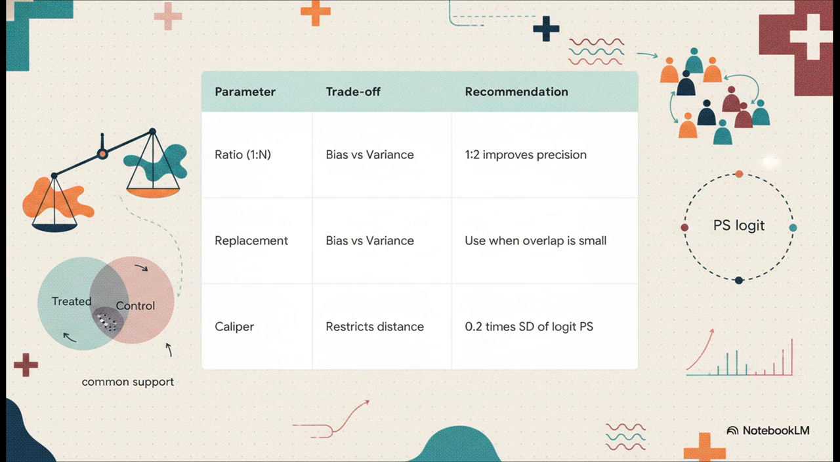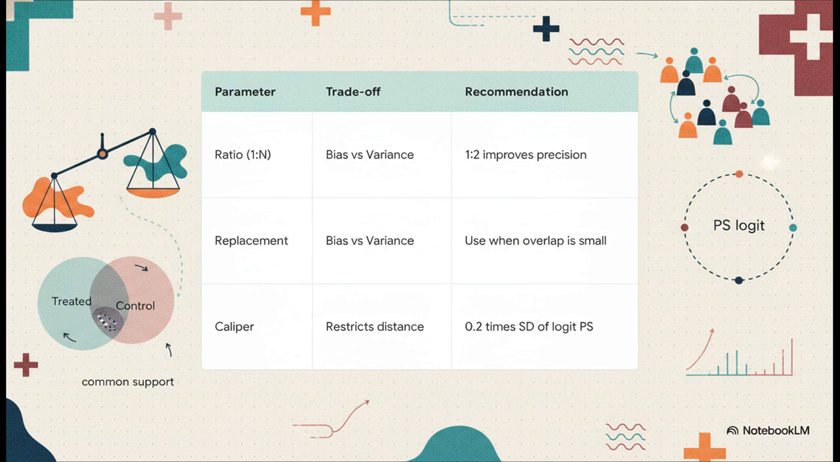Take your matching ratio. If you do one-to-one matching, you minimize bias, but you throw away a lot of data. If you do one-to-n matching, pairing one treated patient with 2 or 3 controls, you increase your sample size and reduce variance, but you risk introducing worse matches, which increases bias. Generally, a 1-to-2 ratio improves precision, but pushing it beyond 1-to-4 usually offers very little benefit.